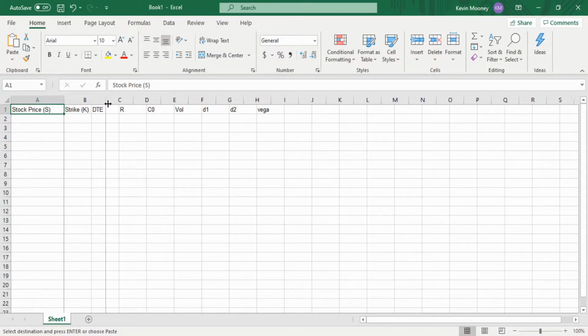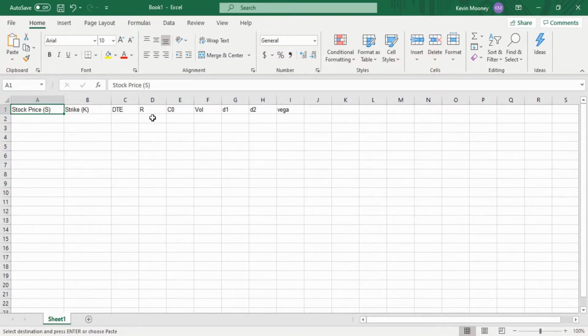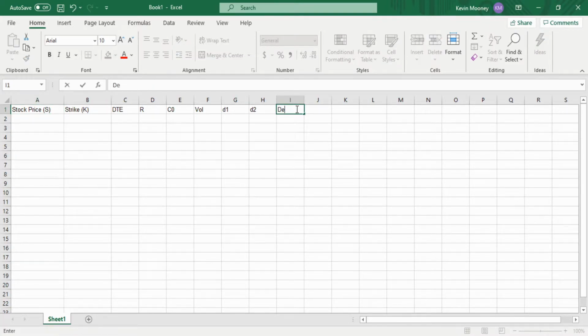Our stock price, days to expiration, risk-free rate, the actual price of the call, and I'm going to do this for calls, so you're going to have to adjust the formula if you want to do puts. We have our D1, D2, and vega. Sorry, this is volatility, not vega. We need to replace this with delta. We would replace our volatility with stock price. And we would replace the stock price here with volatility.